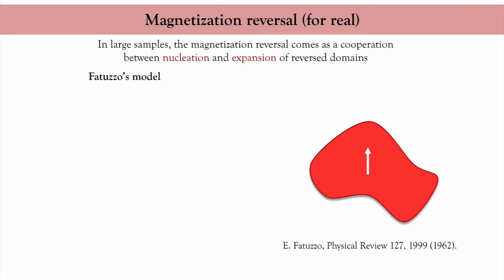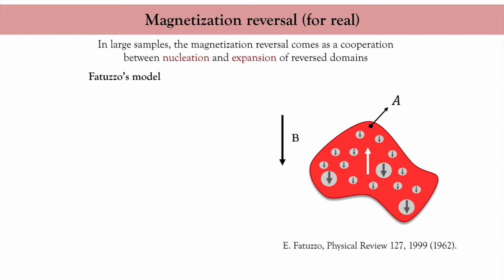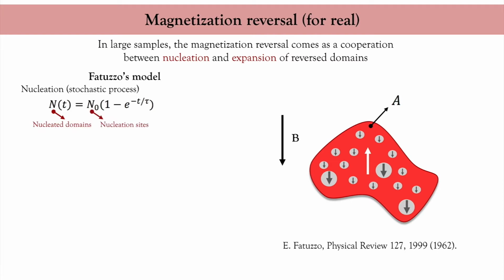This sounds like a pretty complex process to model, but a nice theory was proposed by Fatuzzo in the context of ferroelectrics. Take a magnetic volume of area A and apply an external magnetic field. This field first nucleates reverse domains. This is a stochastic random process, so you could say that the number of nucleated domains is proportional to the number of nucleation sites and follows an exponential law. Here tau is the nucleation time. Well, that was easy.